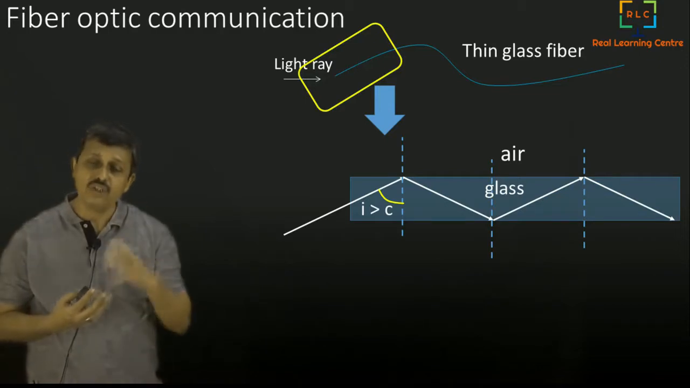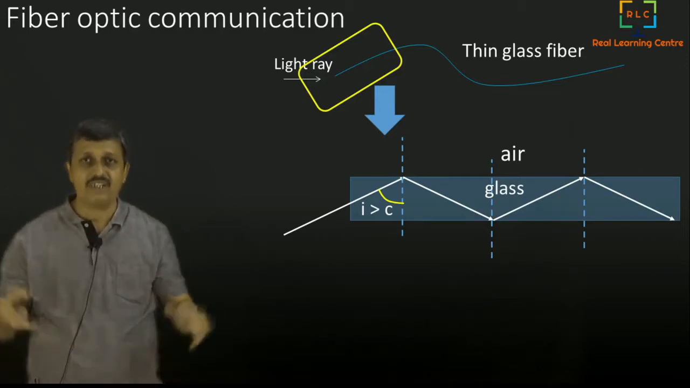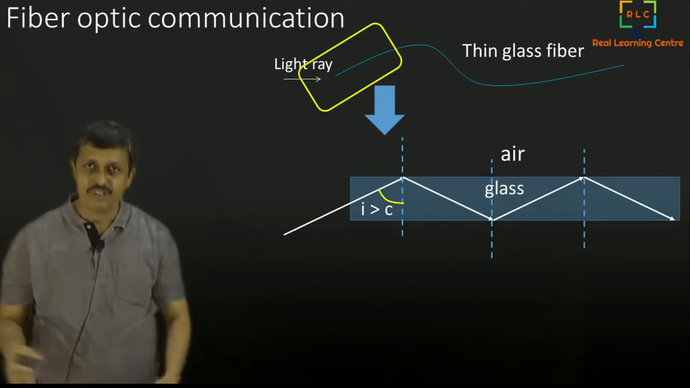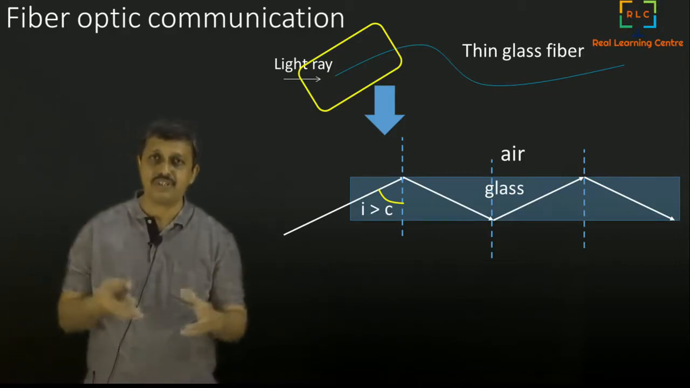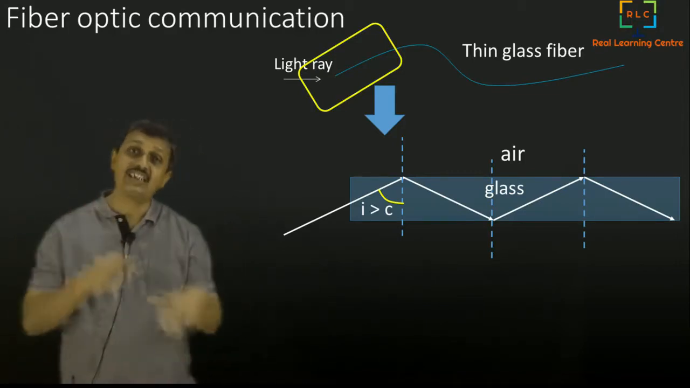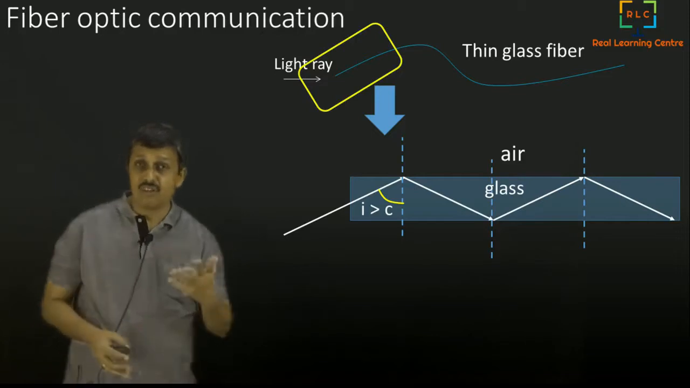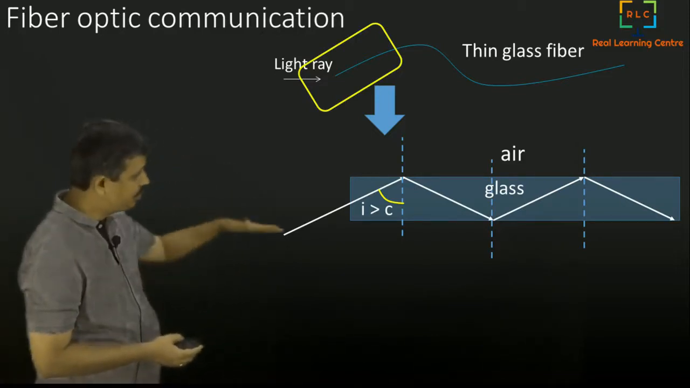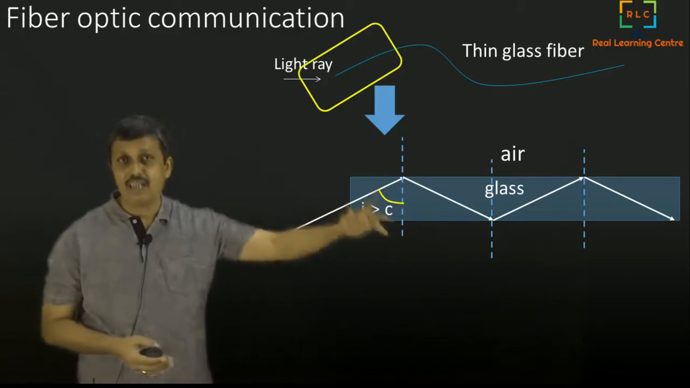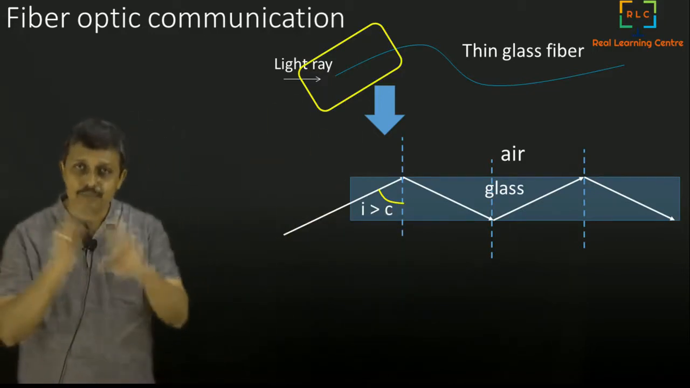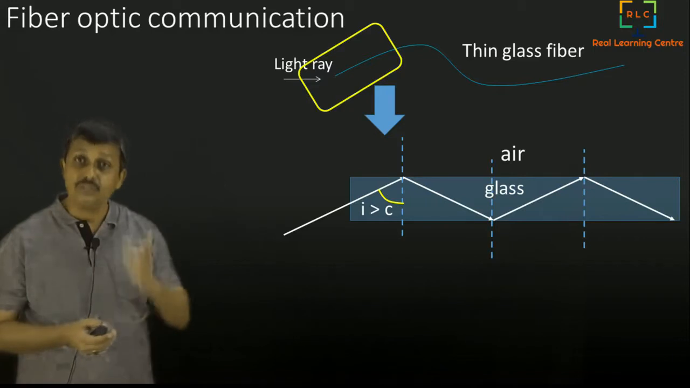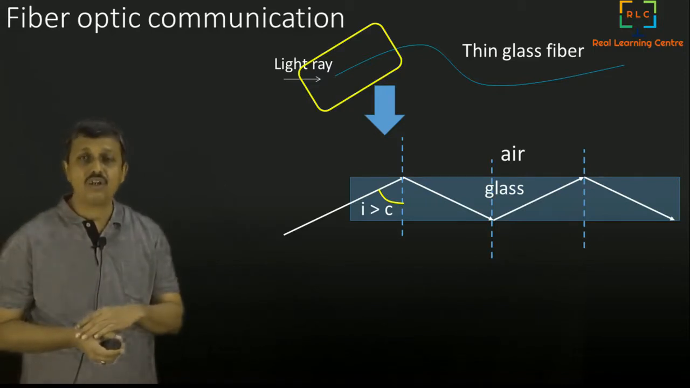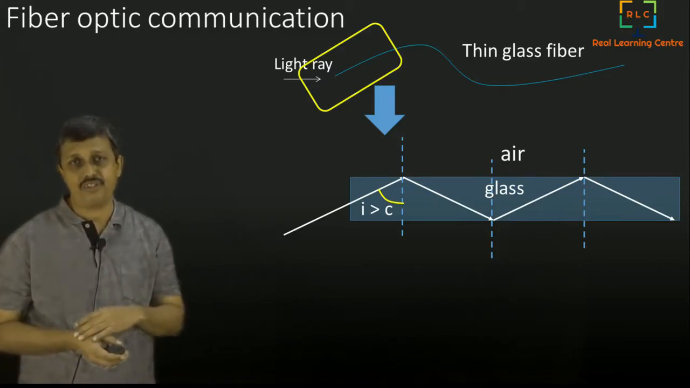So you can actually put in information like your internet information, your audio information, video information, and all the information to ride on this light. How it rides on what we call radio waves, it can ride on light, and that information can go through this. And on the other side, you can separate the light from the information and use it. So this is basically called fiber optic communication.